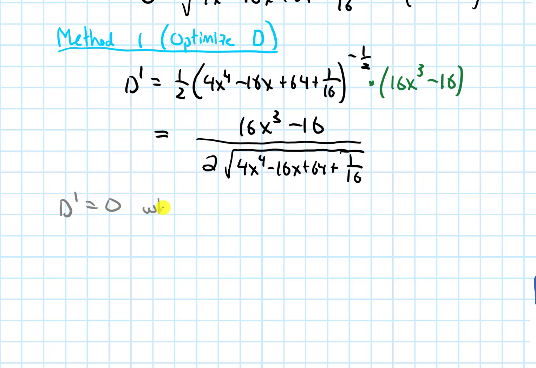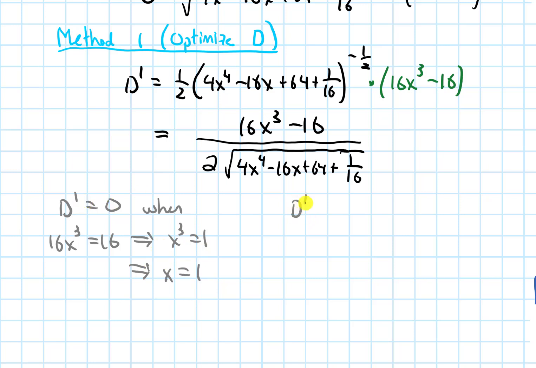So my derivative equals 0 when I need the numerator to be 0. So that happens when 16x to the 3rd equals 16. So if I divide by 16, x to the 3rd equals 1. And if I cube root both sides, we get x equals 1.